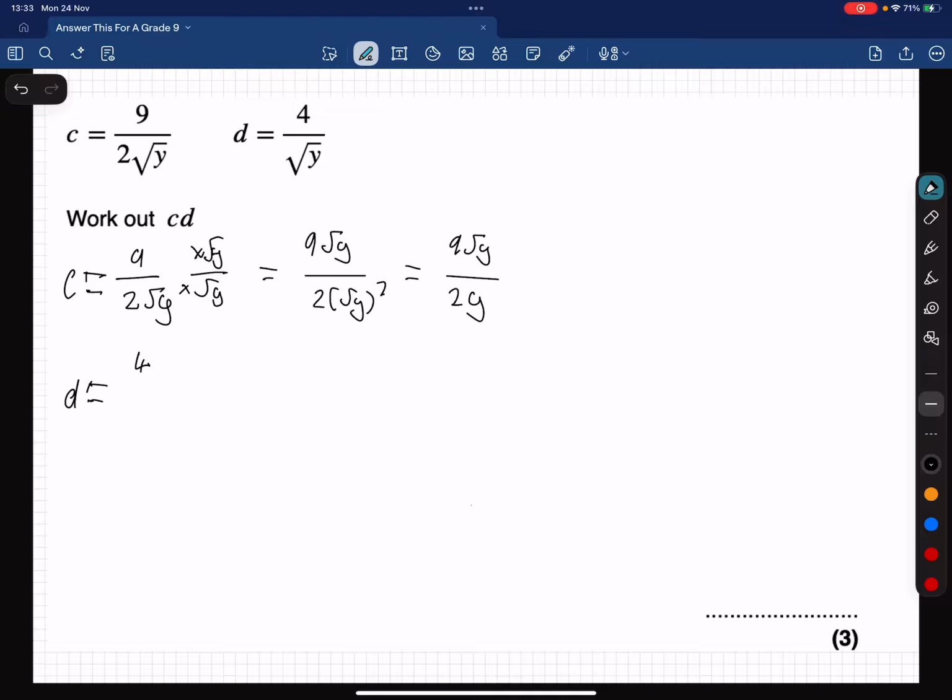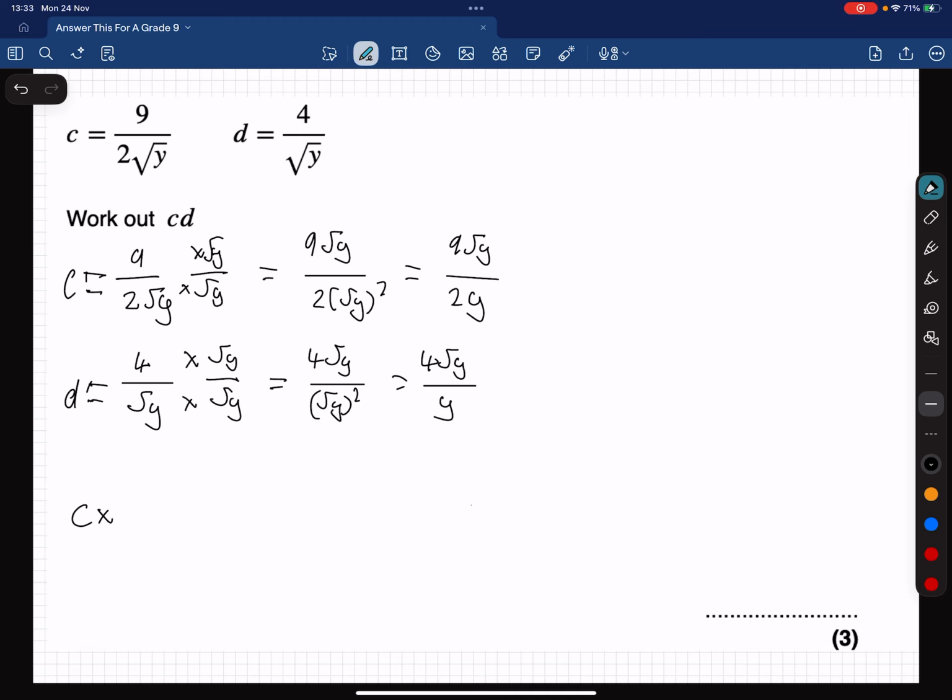I'm going to rationalise D. It's equal to 4 over root y. I need to multiply the numerator and the denominator by root y over root y. And this is equal to 4 root y over root y squared, which is just y.